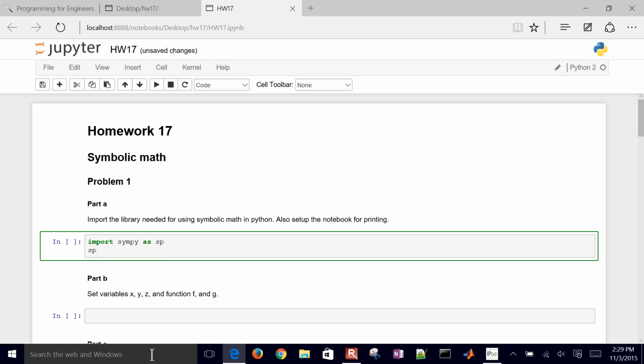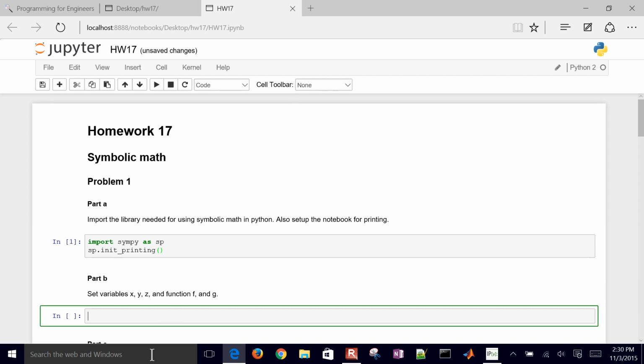Okay, so with the way I've done it, we'll do sp dot init_printing. Okay, and that's going to give some very nice output that we'll see later. Make sure you run that, and we'll go on to the next one.